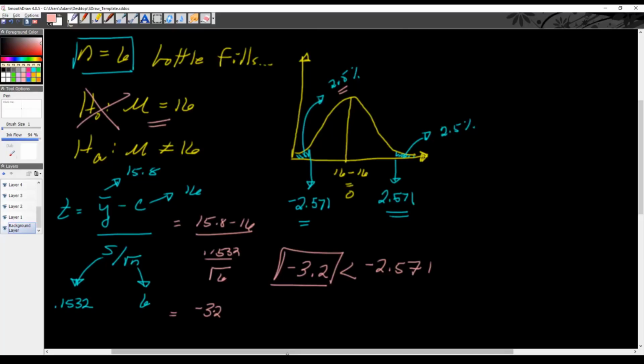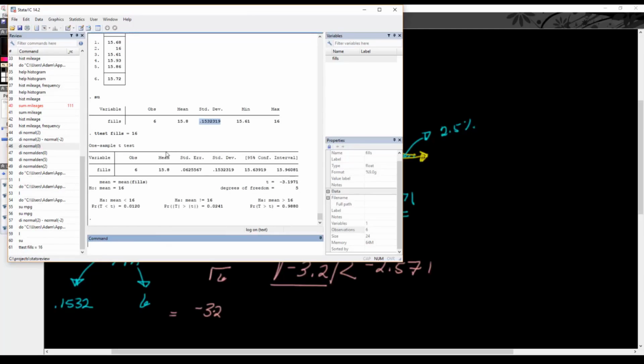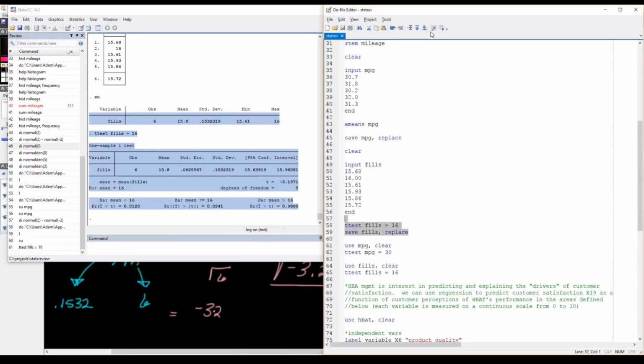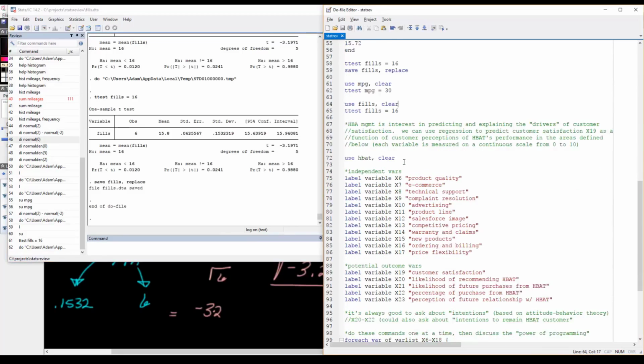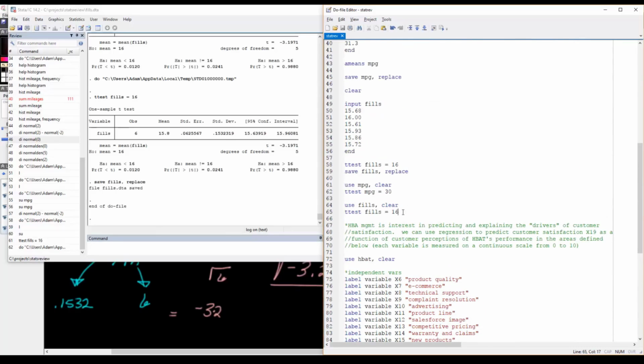So how do we do this in Stata? Well, I love it in Stata. You just put ttest fills equals, and then you put the hypothesized value, and you see that the t-value is about negative 3.2, and everything that we got, Stata gives automatically. If I do this in Stata, it's really that easy. That is all that we really need to do for the statistics review.